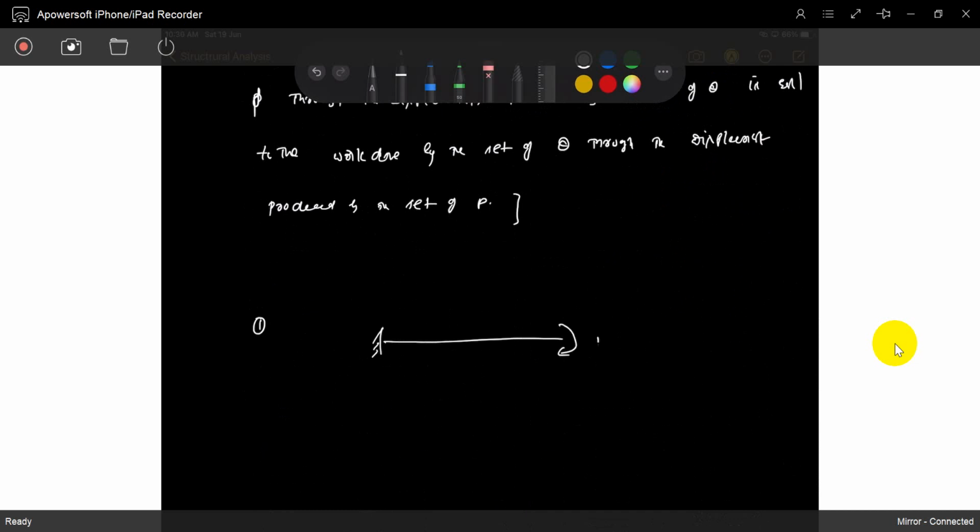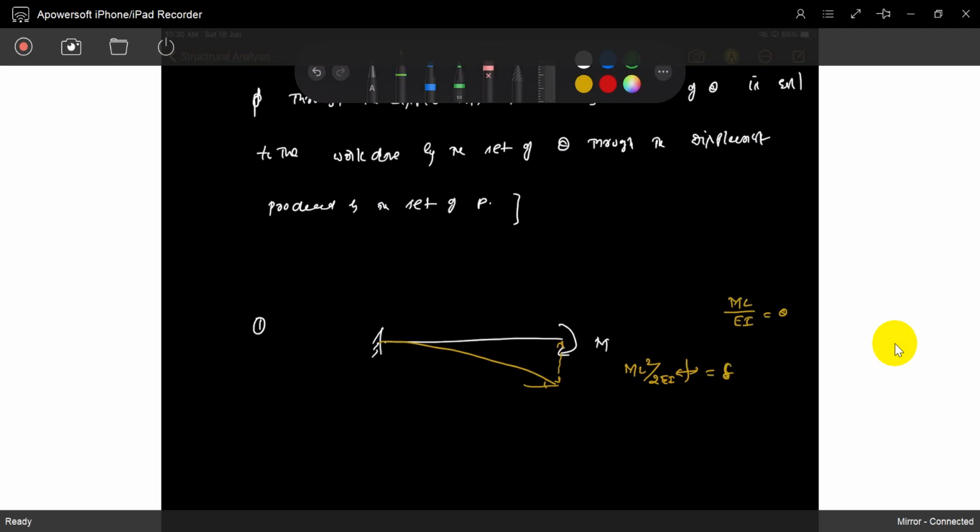Here a moment is applied. So if a moment is applied, how does it differ? What is the deformation? ml square by 2a. Already you know it, these are the basics. ml square by 2a. And the slope is ml by a. That is the deformation, it is a length.